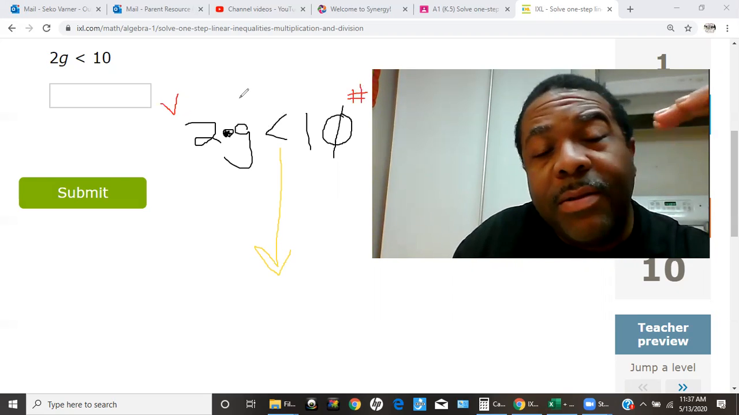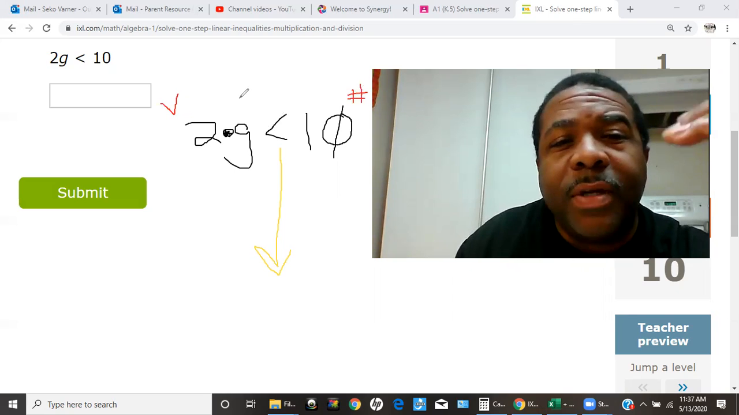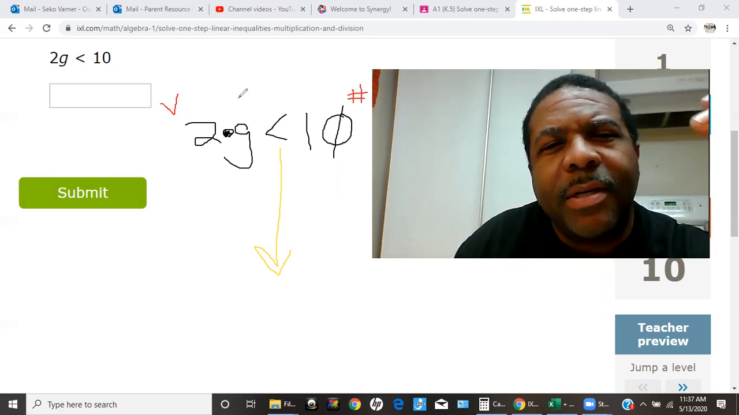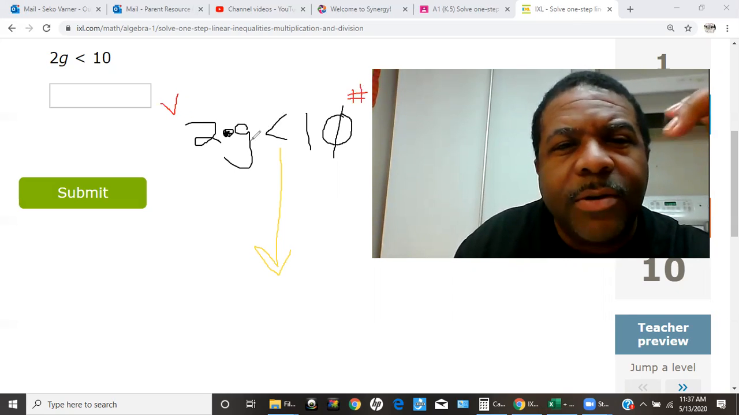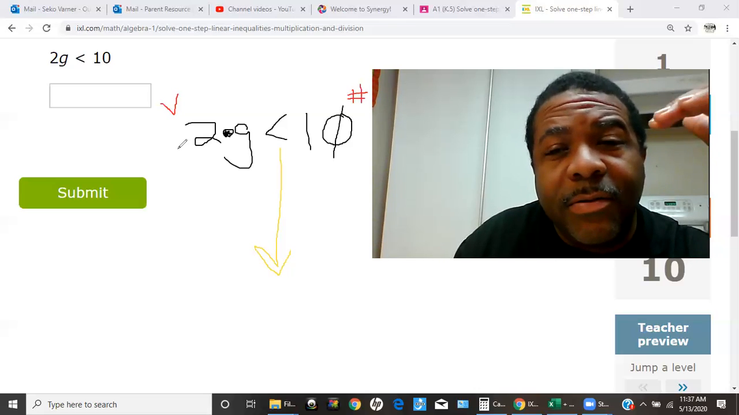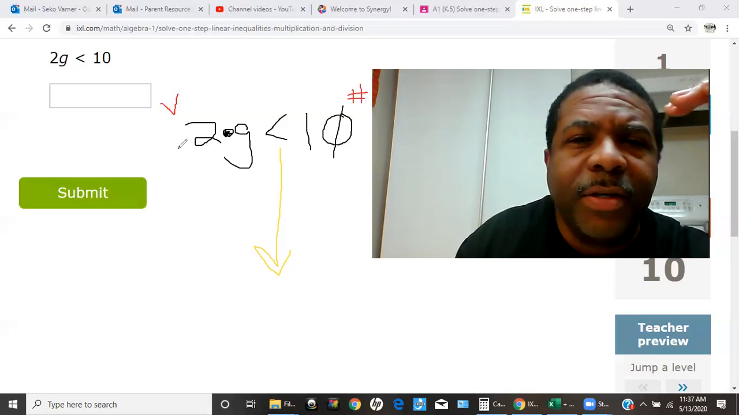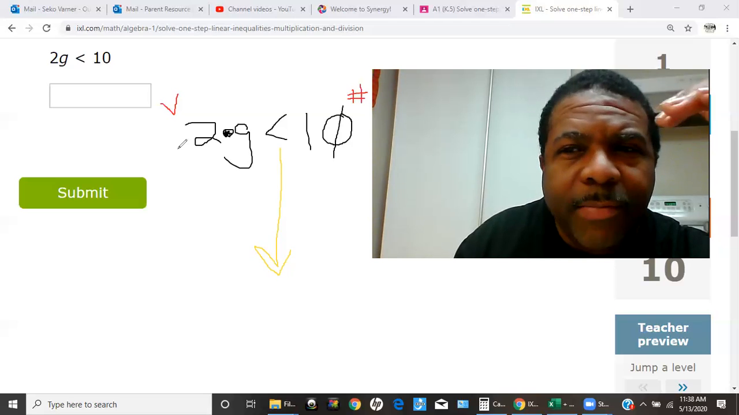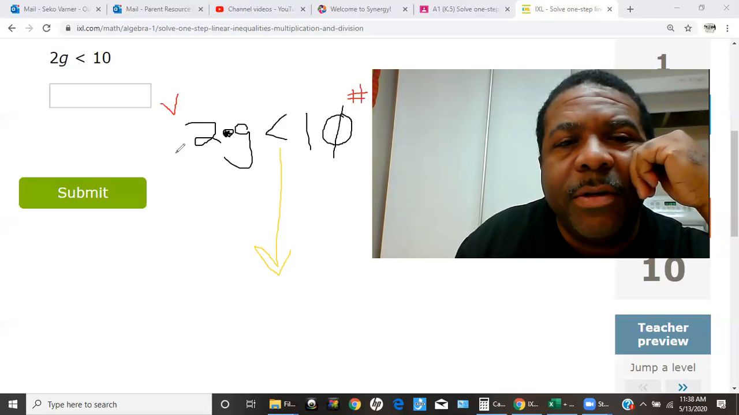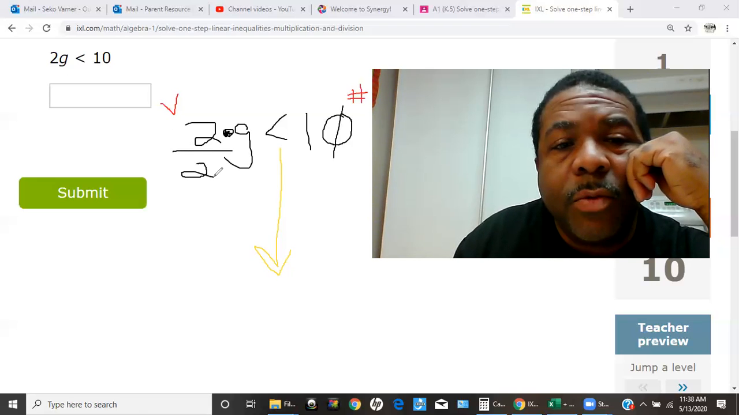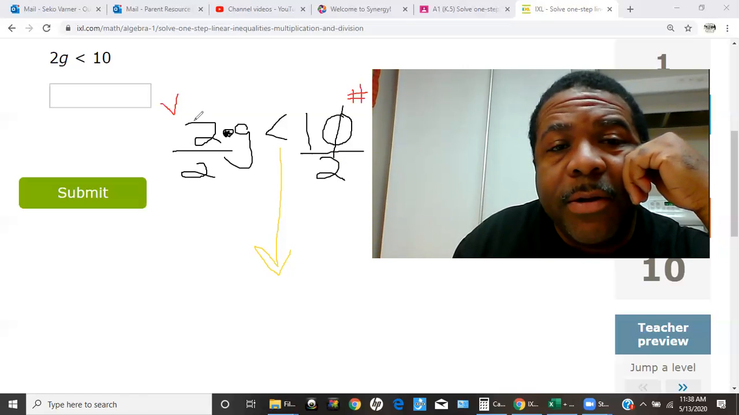So to remove the 2, we're going to have to do the opposite. Since this is 2 times g, we do the opposite of multiplication, which is division. So we're going to divide by 2 on both sides. Now we have 2 divided by 2, and that's 1. So that's 1g.